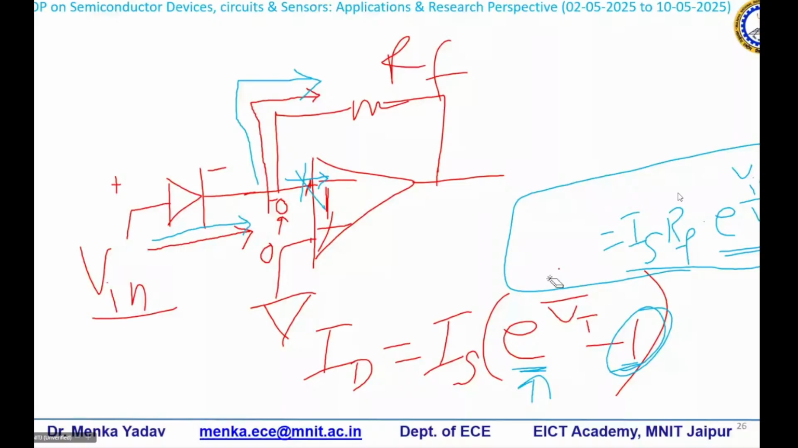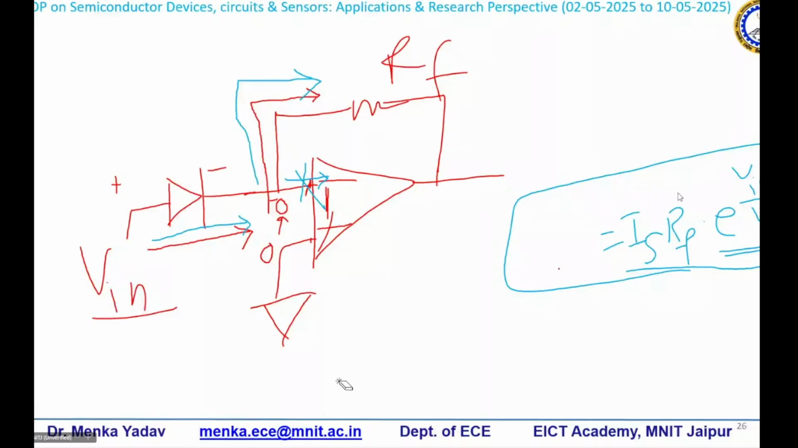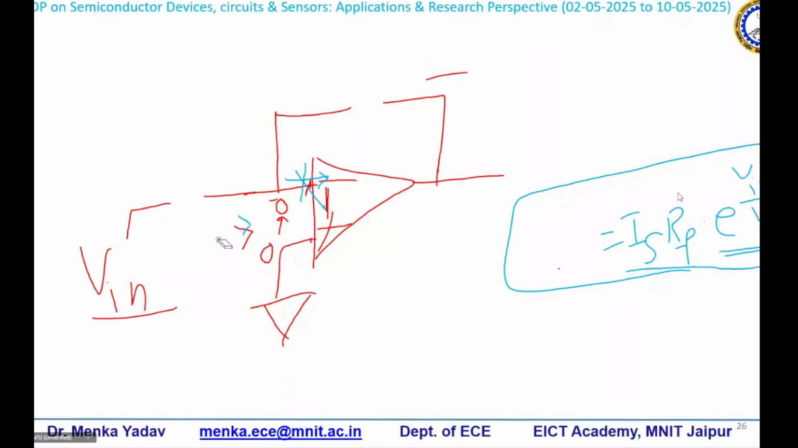Now let me take the reverse direction of it. If I am going to interchange the RF and this value, then what is going to happen? Let us consider the positions of both of these are reversed. So this is my resistance and I have taken it here.